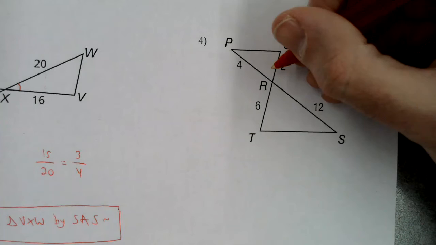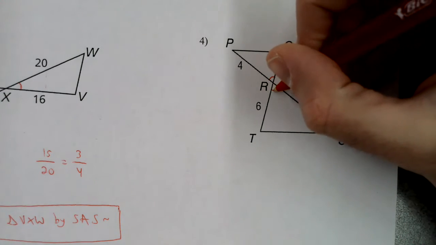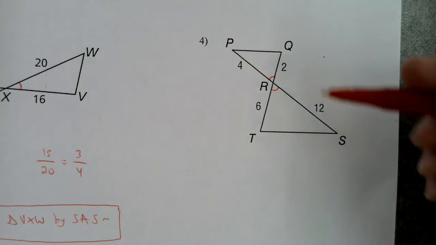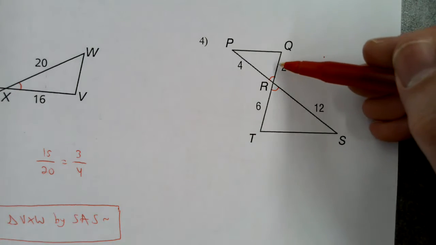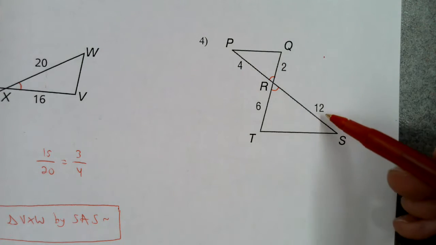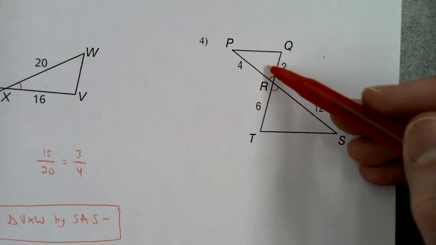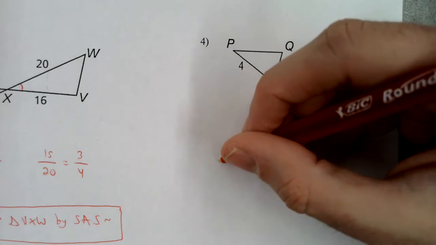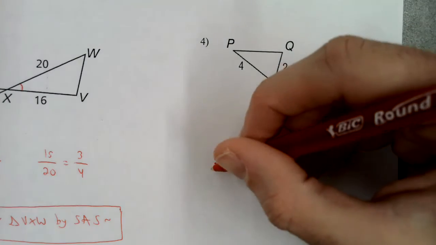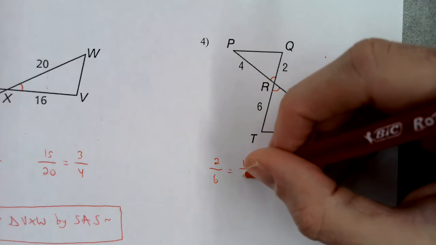Number 4, let's label the vertical angles being congruent. And let's compare the smaller side out of these two with the smaller side from this triangle. Okay, so the smaller side from the top triangle will be 2, compared with the smaller side from the bottom triangle of 6. That simplifies to 1/3.